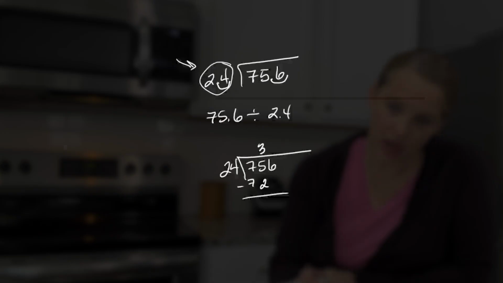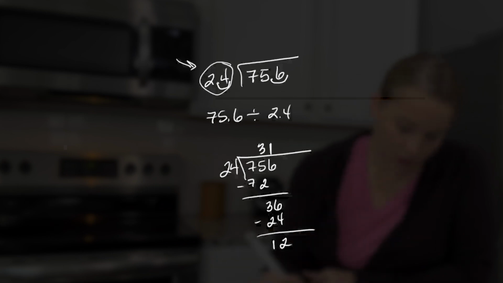Then we subtract. 75 minus 72 is 3. We bring down our 6. So 24 goes into 36 only once. So 6 minus 4 is 2, and 3 minus 2 is 1. But we want something more precise, so we bring down 0. 24 can go into 120. I'm going to say 4 times. We do have to put a decimal point once we add the 0, right?